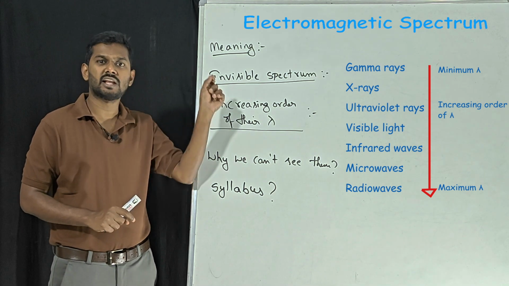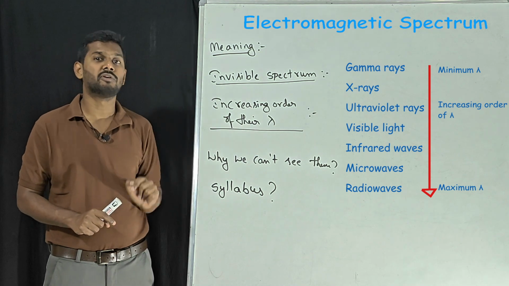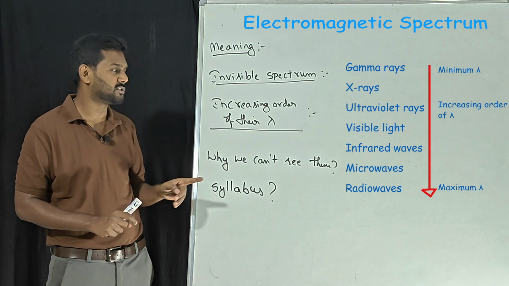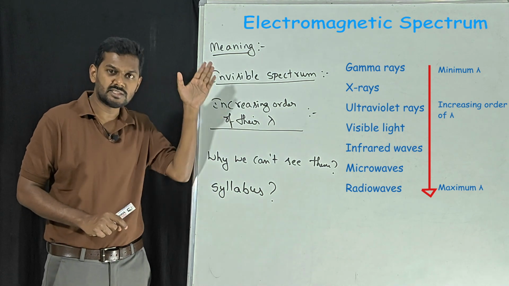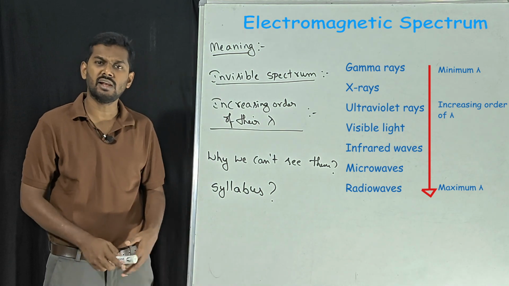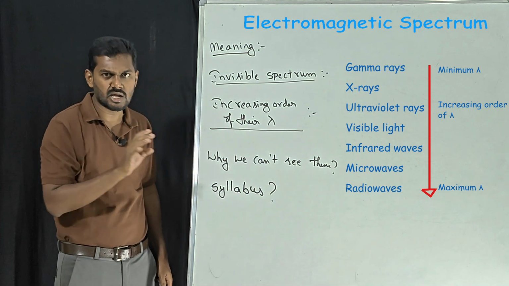The first radiation has the minimum wavelength and the maximum frequency. Why? Because wavelength and frequency are inversely proportional. So this order is increasing order of their wavelength and decreasing order of their frequency. Keep this in mind. So you have to learn this order by heart.